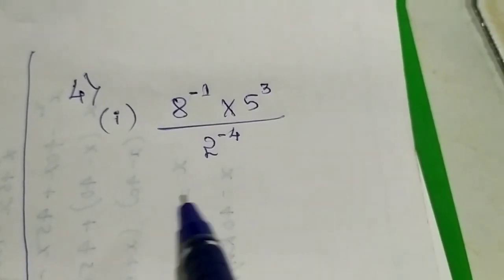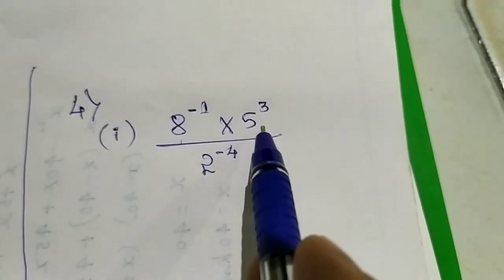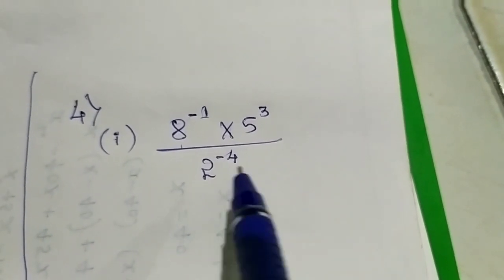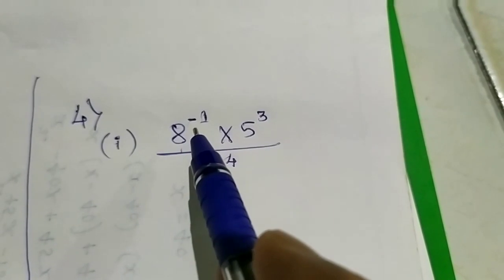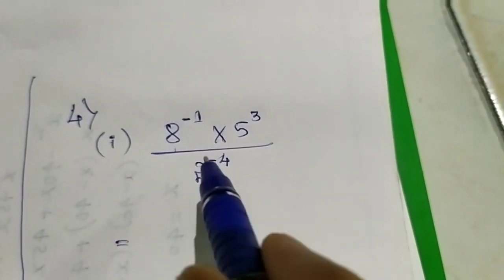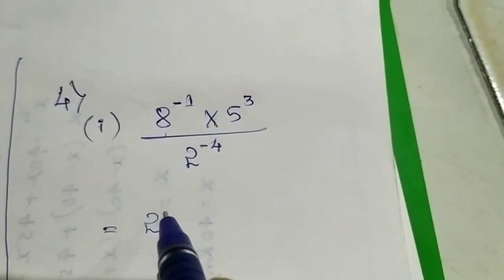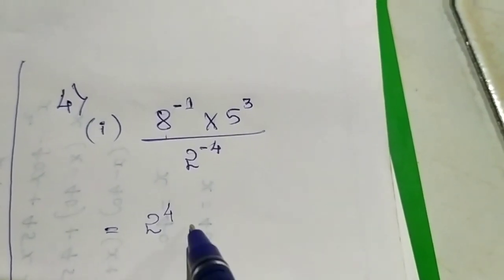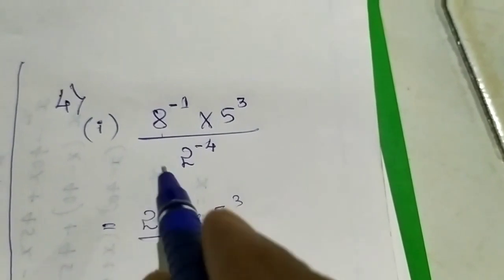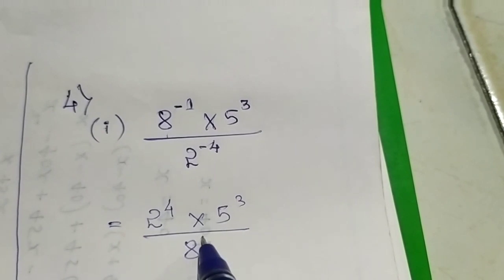In the fourth question, first one, see here 8 power minus 1 into 5 power 3, whole divided by 2 power minus 4 is there. Okay, so what I will do, I will make them positive. So here we will get 2 power minus 4, taking it to the numerator, it becomes positive 2 power 4 into 5 power 3, and 8 power minus 1 goes to the denominator, so that is 8 power 1.